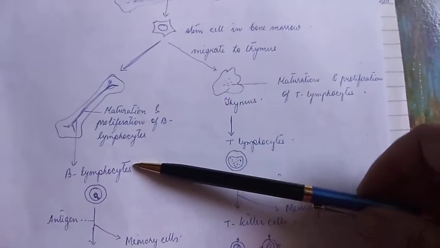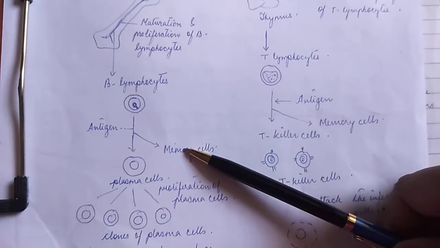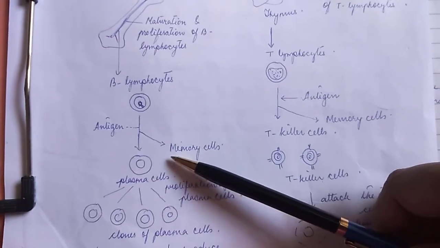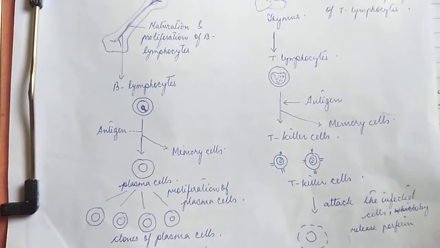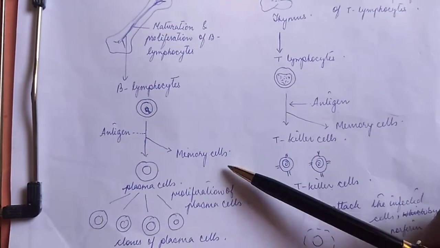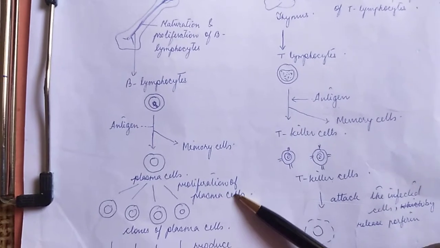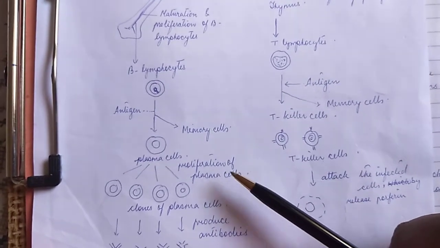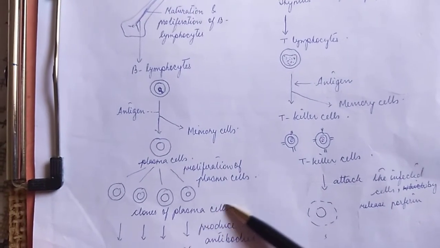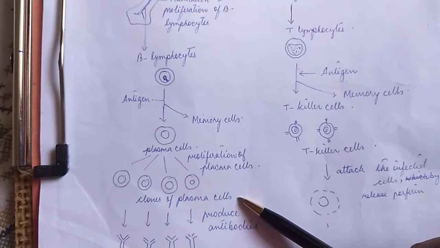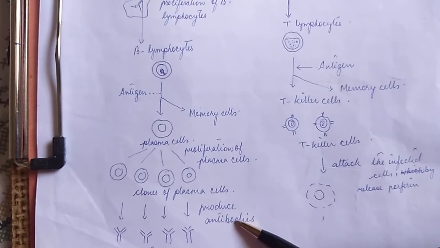When B lymphocytes come in contact with an antigen, they divide and proliferate to form a large number of plasma cells and memory cells. The plasma cells further proliferate to form a large number of clones of plasma cells. These plasma cells then produce antibodies. We'll discuss antibodies later on.